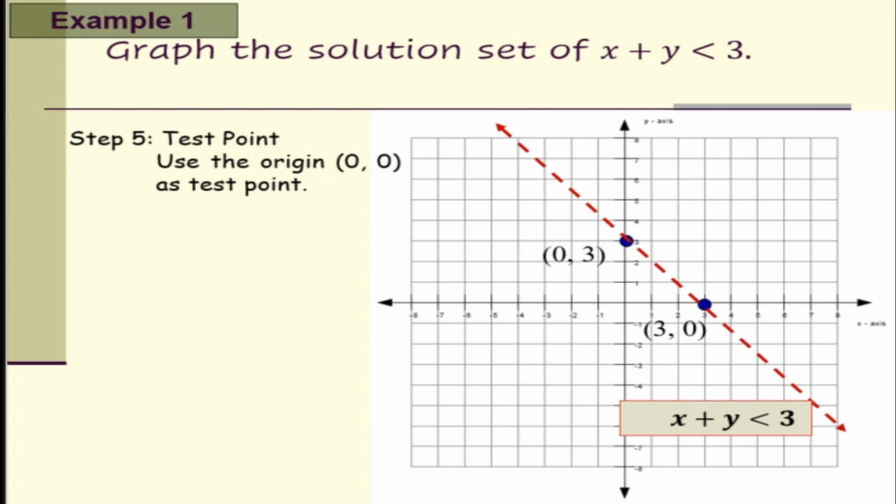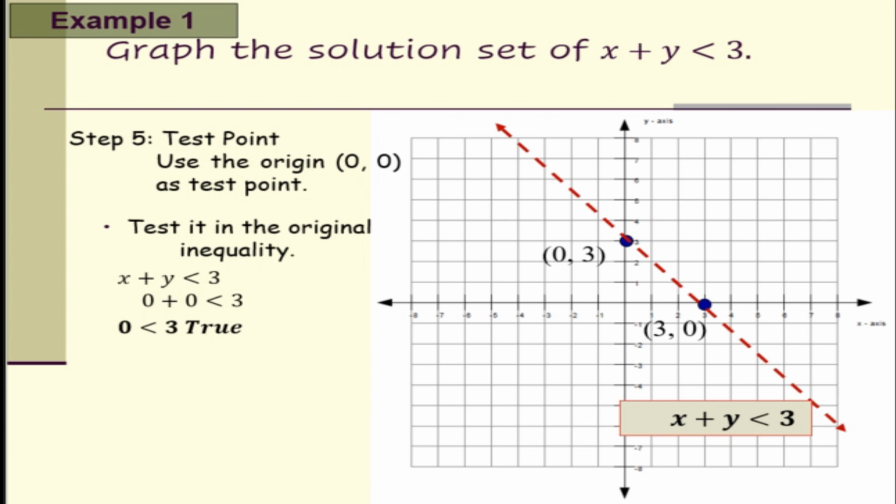Substitute the coordinates of the test point into the inequality. We have the original inequality x plus y is less than 3. Substitute the origin, which is 0, 0. We have 0 plus 0 is less than 3. The result is 0 is less than 3. And 0 is less than 3 is true.